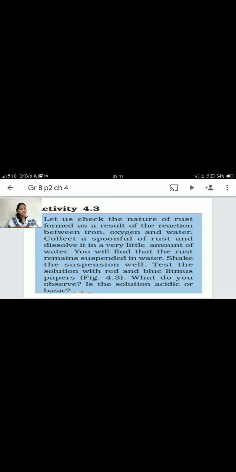So you have to shake that suspension well again, because that rust will not dissolve into the water; the suspended particles will move in the water itself. Now what you have to check is the solution which you have created, with the help of red and blue litmus paper. What you observe is whether the solution is acidic or basic, and you have to note that down.